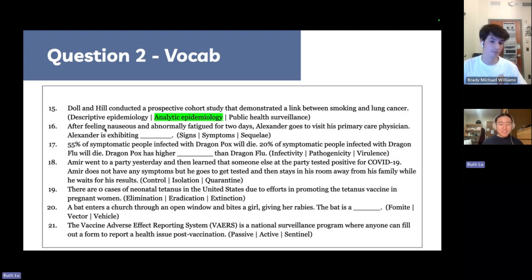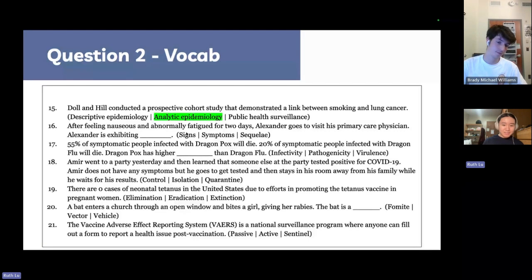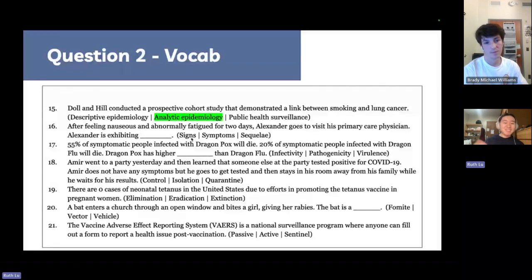After feeling nauseous and abnormally fatigued for 2 days, he goes to visit his primary care physician, and he's exhibiting signs, symptoms, or sequelae? This is a little bit more on the medical side of the vocab, and it's a good reminder that all these things are different.